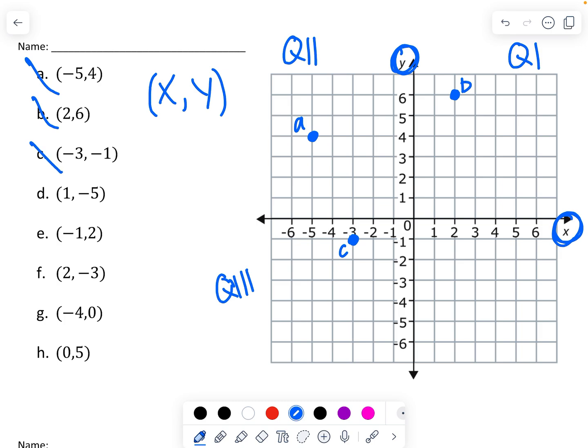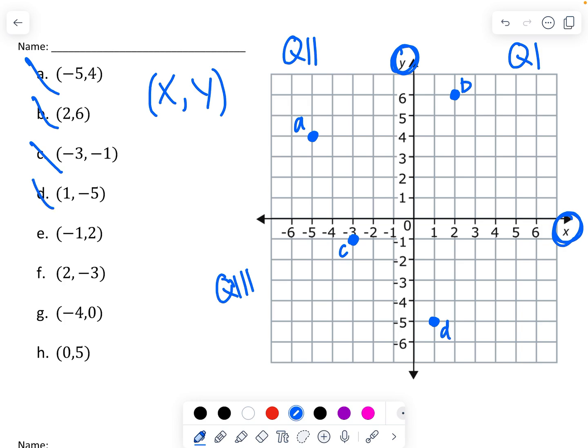And then D is 1, -5. So you start at 0. The 1 is the x-axis, so we have to say, do we go to the left one or do we go to the right one? Since it's a +1, we go to the right one. And then since it's a -5, we go down 5. Should be right there, and we'll label it D.